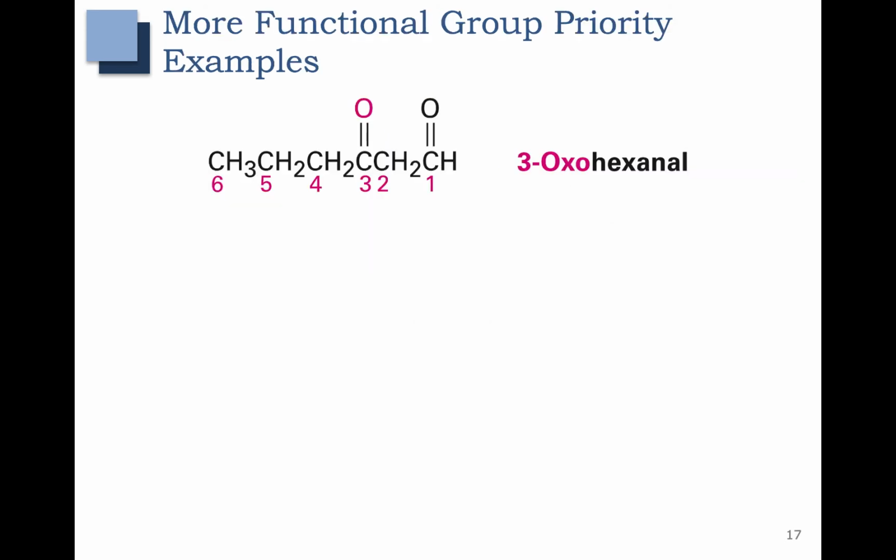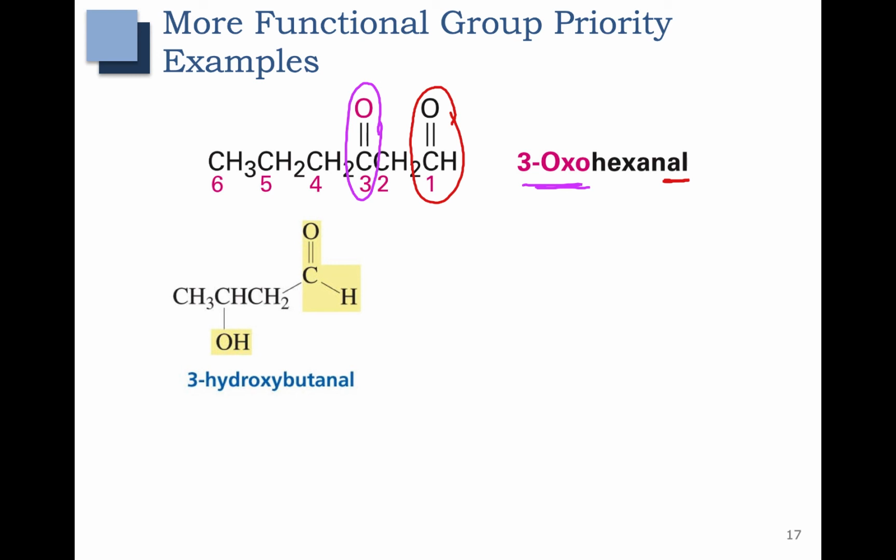In this example, we have both a ketone and an aldehyde. The aldehyde has higher priority. Remember that we said that anything bonded to an H has priority over something bonded to an R. So the aldehyde gets the 1. That's why we have the "al" over here. And that's also why we start numbering at that aldehyde. That means our ketone here at position 3 turns into an oxo group. So we have a 3-oxohexanal.